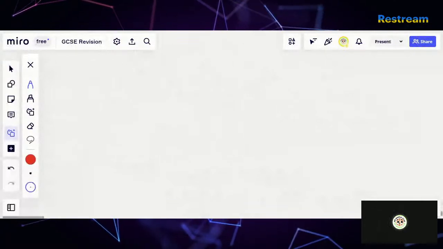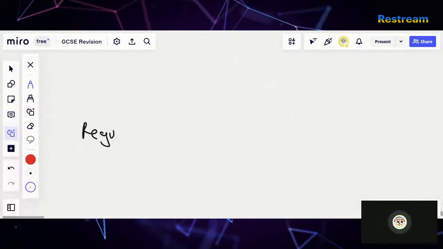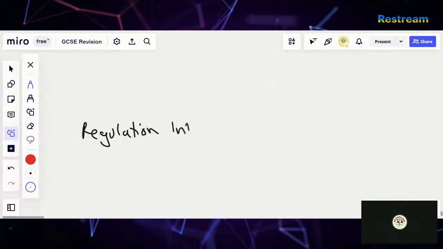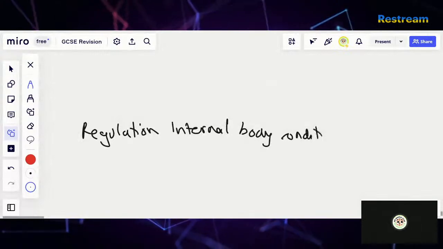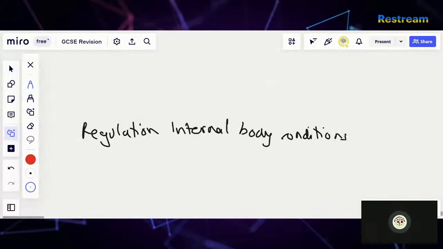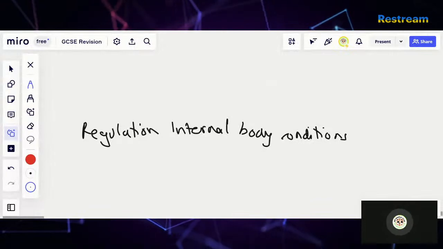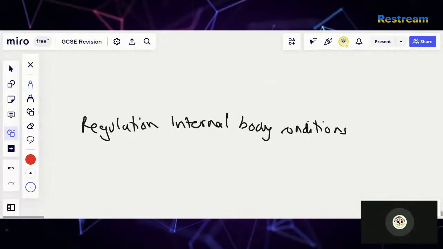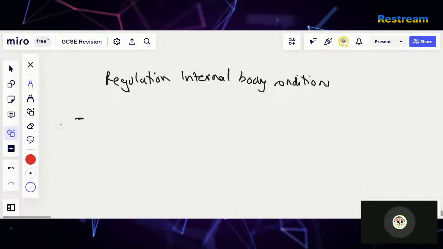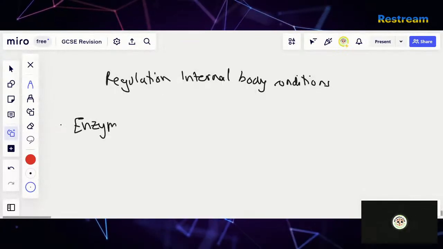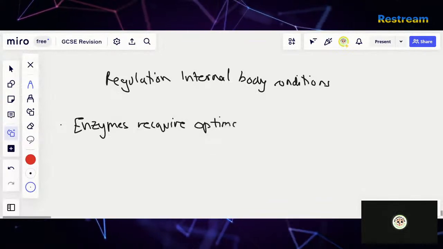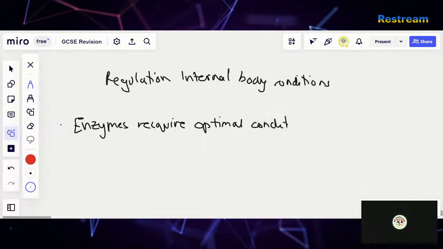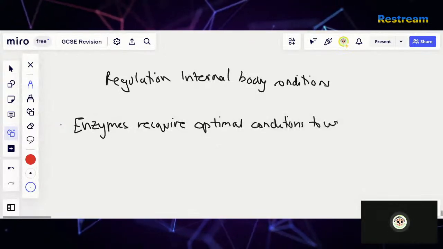Homeostasis is the regulation of internal body conditions. They're not necessarily asking for the definition of homeostasis, but this will help us in answering the question. It's asking us, what does the statement that it maintains optimal conditions mean? So we have to think, what are the optimal conditions for? We know that enzymes require optimal conditions to work, because otherwise they will denature.